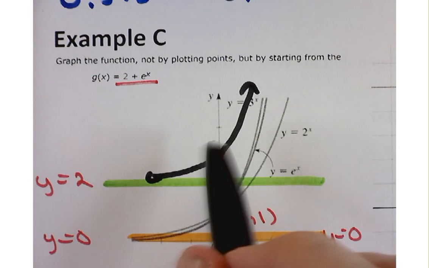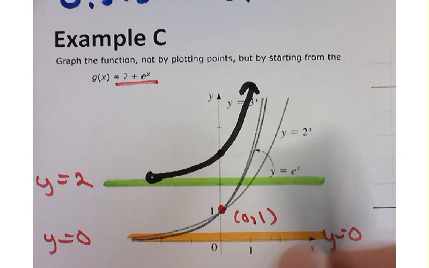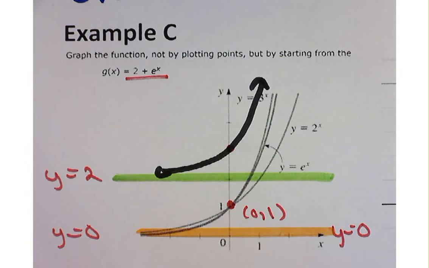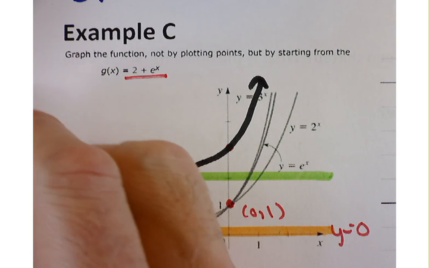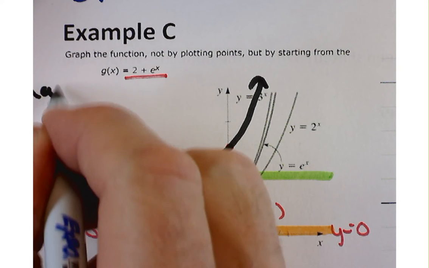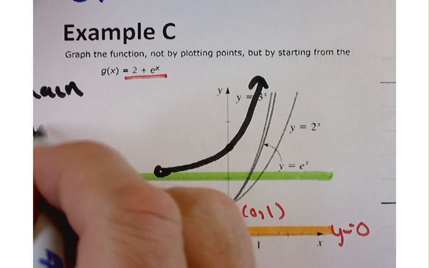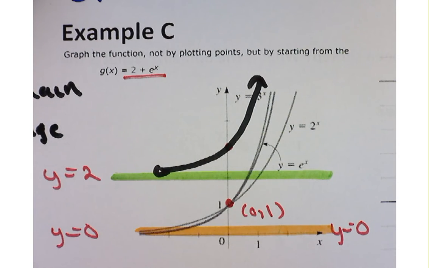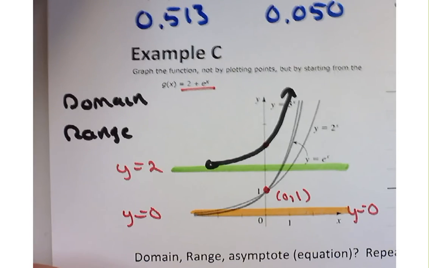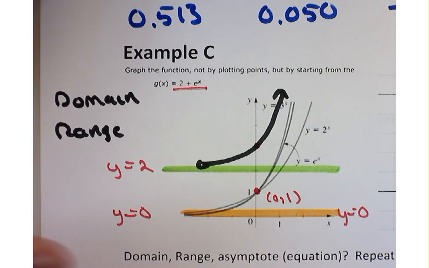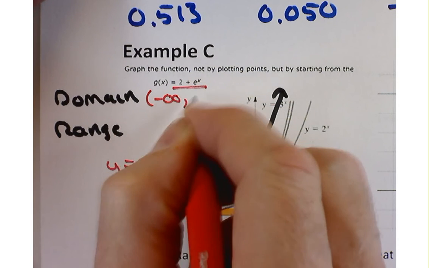Let's see if we can't figure out the domain and range for this function. So let's do that. The domain and the range. Now the domain is your x values. So where are the x values for this? What do I have graphed here for that function in black? Negative infinity to positive infinity. Yep. Negative infinity to positive infinity.